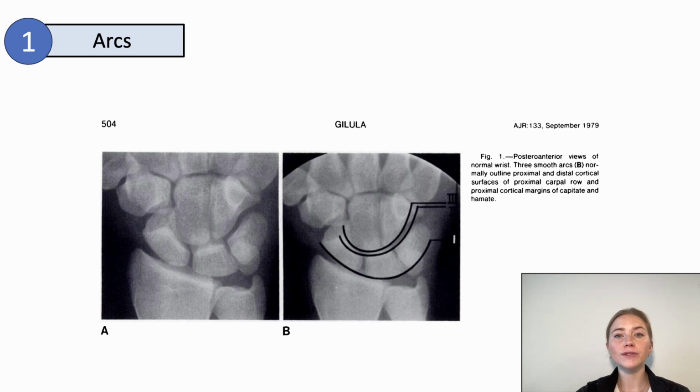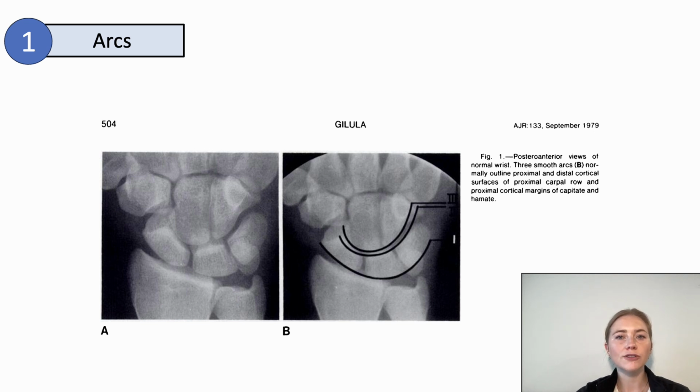So the 2 carpal rows can be seen on x-ray, and they create 3 smooth borders called arcs or Gilula lines on the anterior-posterior x-ray views if they're in a proper position. The Gilula lines are named after Dr. Louis Gilula, which these images are taken from his original paper about these arcs.